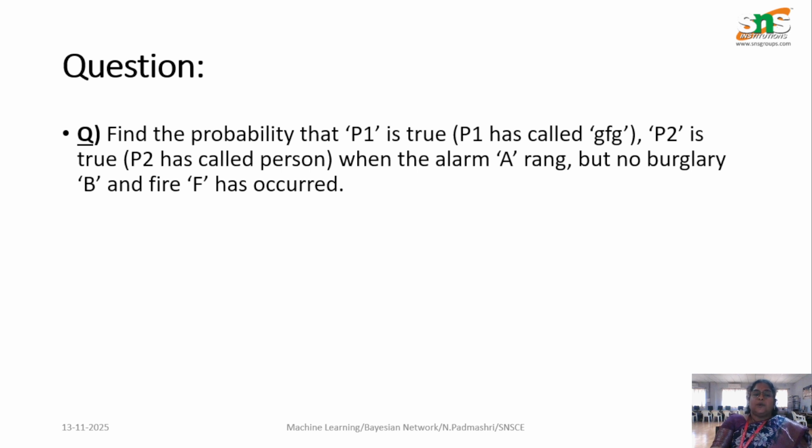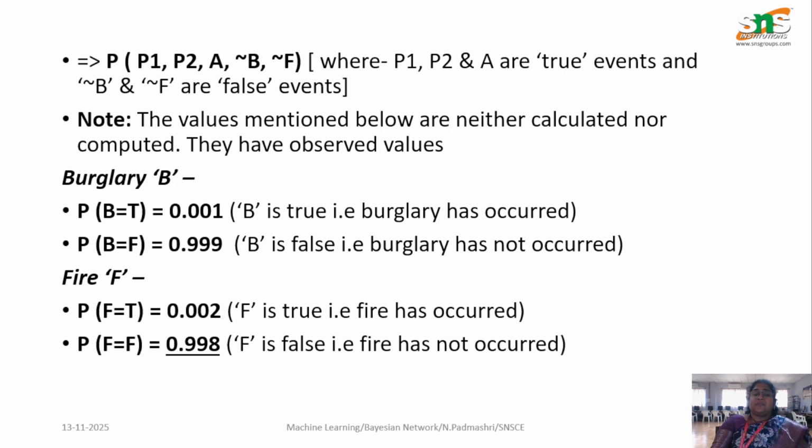This is how the Bayesian network solves this kind of conditional probability question. Here we have taken the probabilities of P1, P2, A, B and F. Here you can say this is negation of B, negation of F, anything. So P1, P2 and A are true events and B and F are false events. The values I have mentioned here are neither calculated nor computed; we have taken some values randomly.